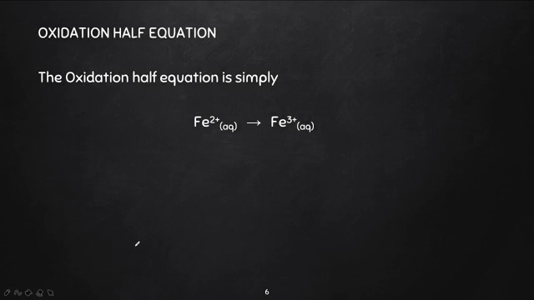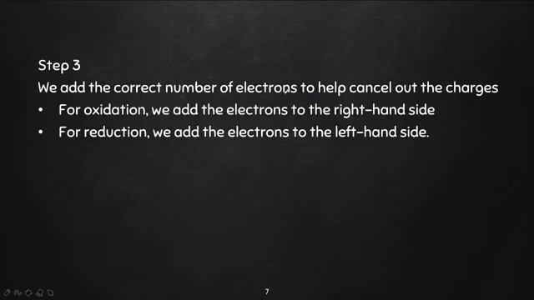For the oxidation half equation, we don't really need to balance anything. That is Fe2+ to Fe3+. We don't need to add water or hydrogen ions because it's balanced on its own. The ions are balanced, so we just need to balance the charges. So that's the next step.